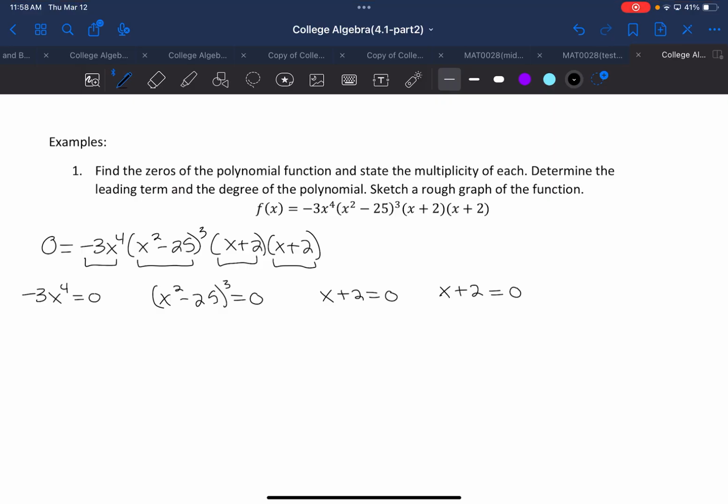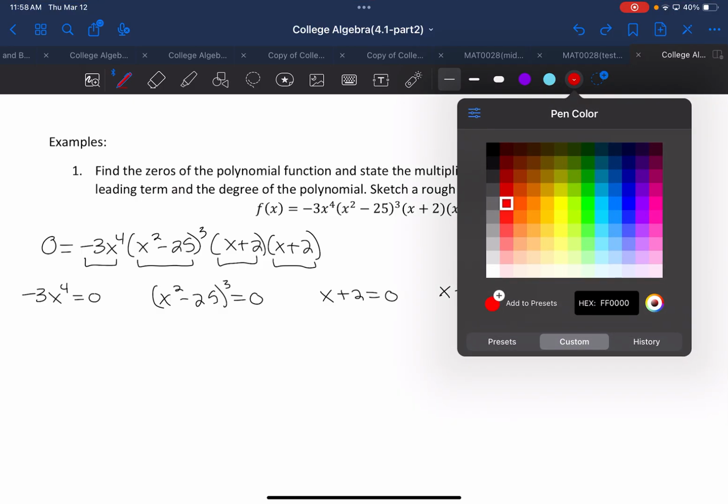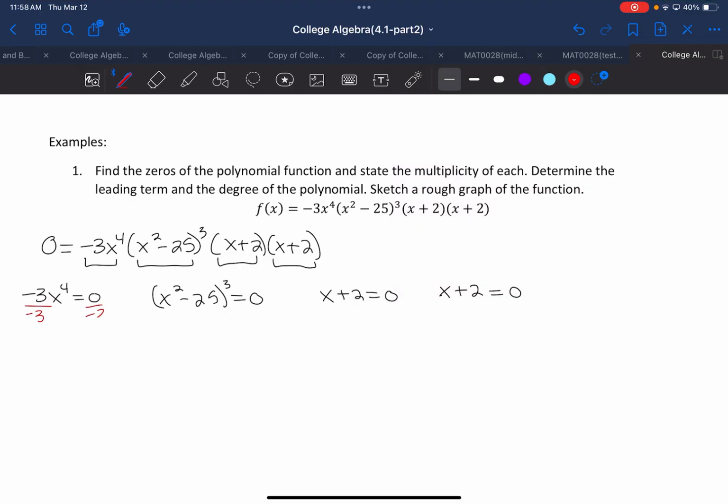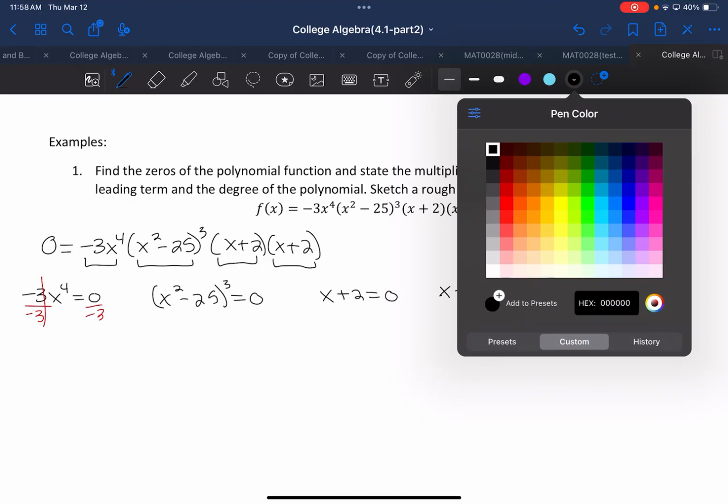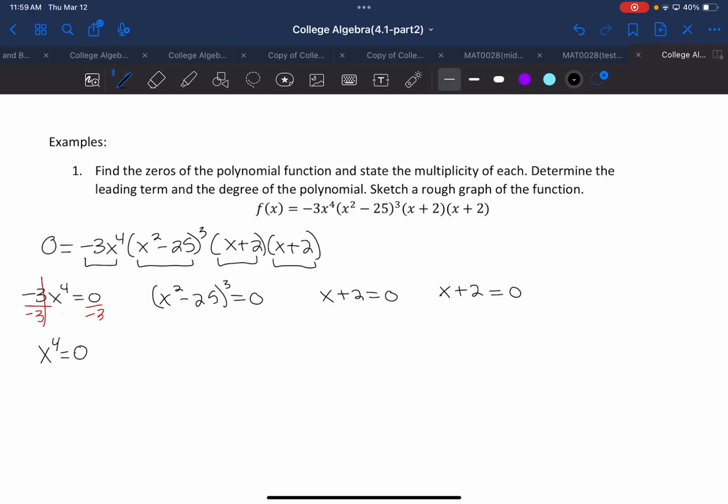Okay, what would make this first one equal to 0? 0. Because it's just negative 3 times x to the 4th supposed to equal 0. So the only number for x that would make that true is if x is 0. And again, if you wanted to go through the process of solving that, you would have to divide both sides by negative 3. So x to the 4th would be equal to 0. Take the 4th root of both sides, but the 4th root of 0 is 0. So x is equal to 0.